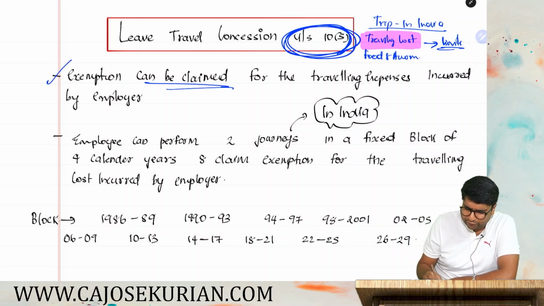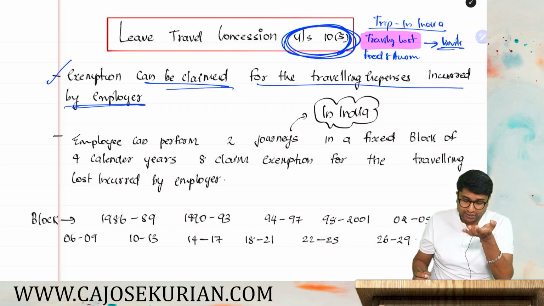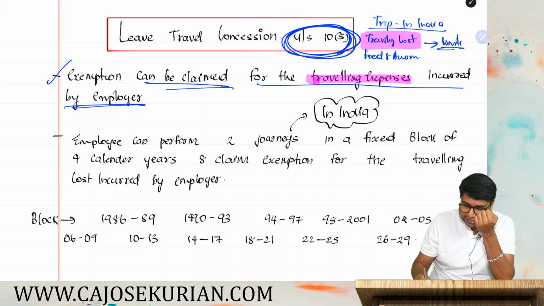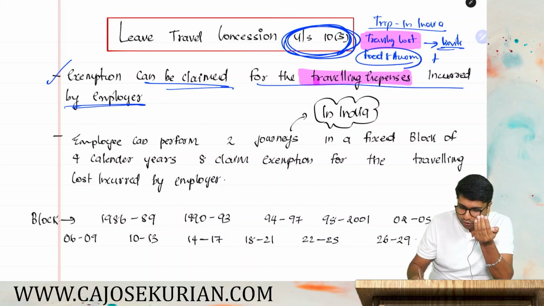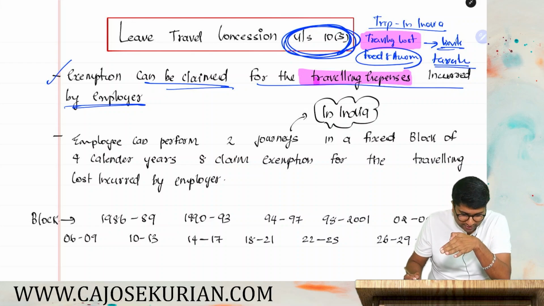Exemption can be claimed for traveling expenses incurred by the employer. So if the employer reimburses the traveling expenses, you can claim an exemption subject to the limit. Food and accommodation and the other expenses shall always be taxable. You are not eligible for any exemption for the food and accommodation expenses.